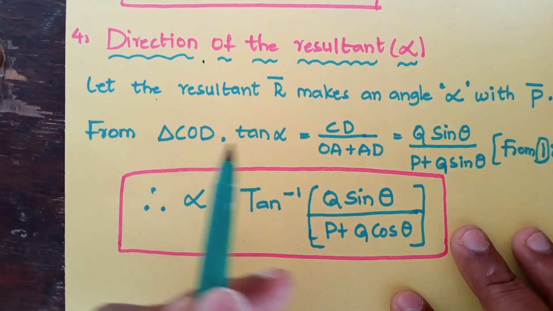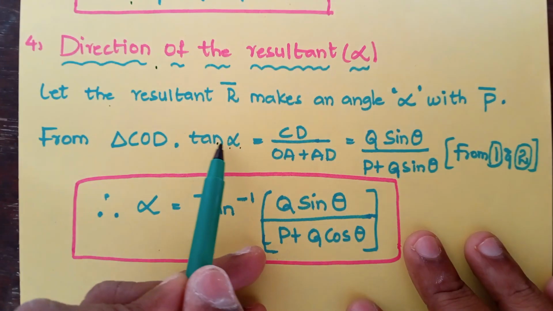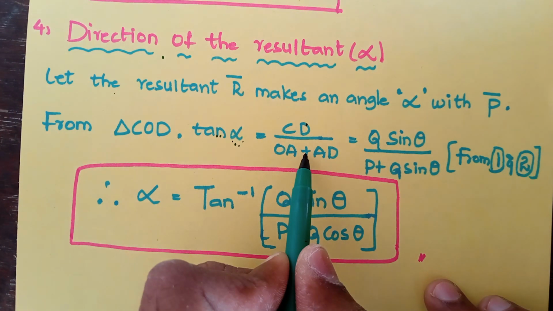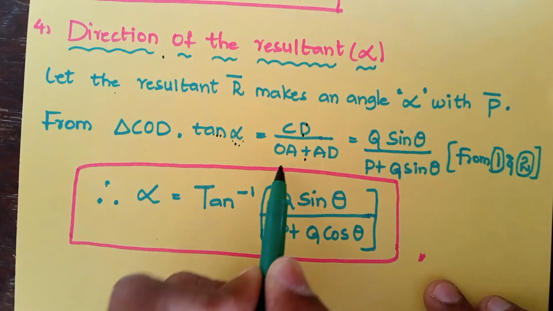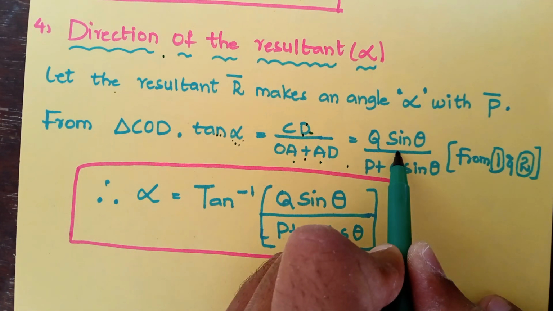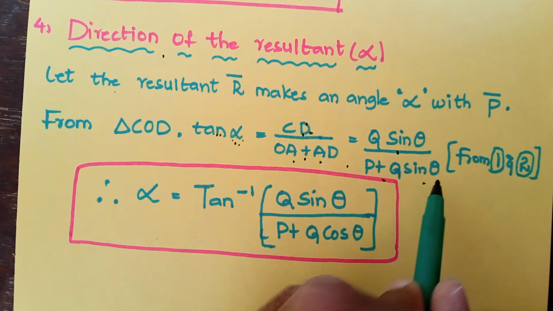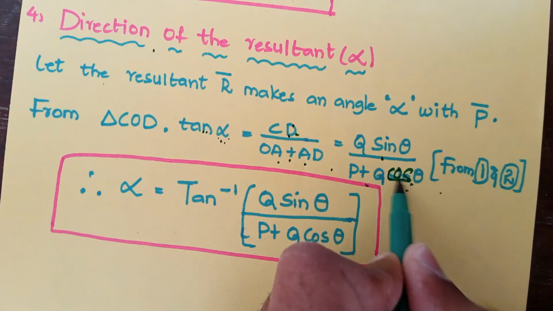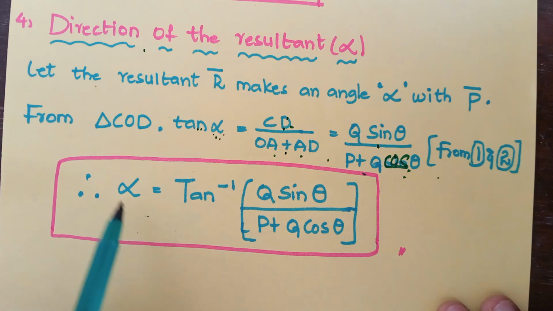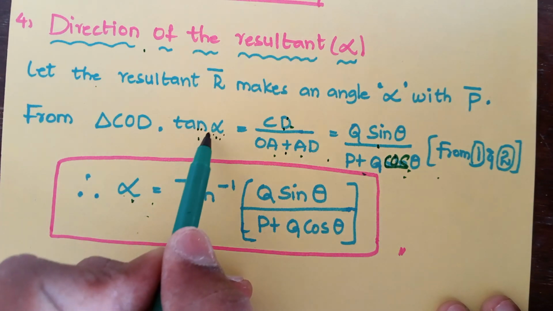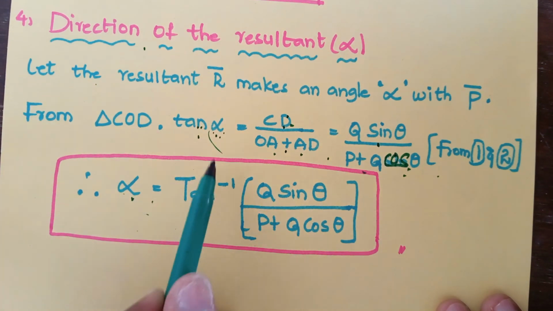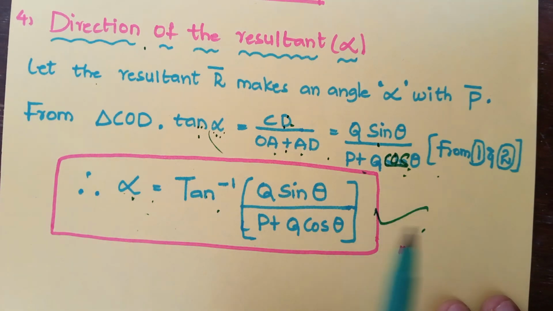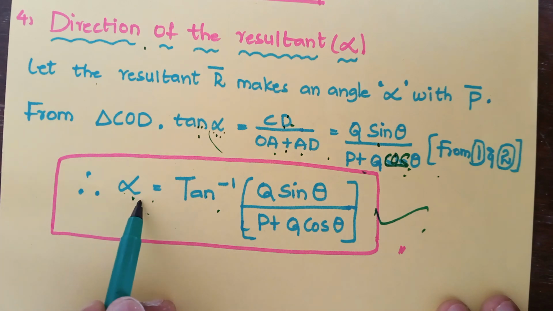From triangle COD, tan alpha is equal to opposite side by adjacent side, CD by OA plus AD. CD value you already know, Q sin theta, by P plus Q cos theta. So finally we get alpha. This term is transposed to this side, meaning tan inverse. Alpha is equal to tan inverse of Q sin theta by P plus Q cos theta. Finally we conclude the direction of the resultant vector.